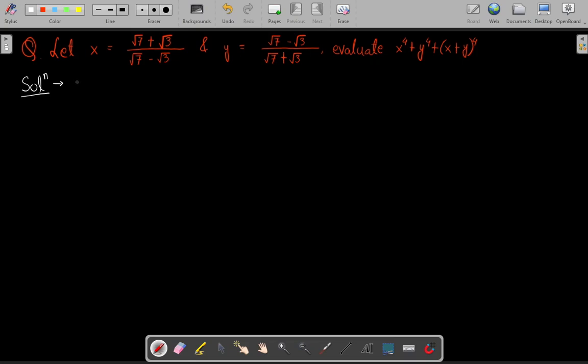Okay, so first, let us try to simplify this value of x. It is given to be (root 7 plus root 3) upon (root 7 minus root 3). First let's rationalize this. We multiply both numerator and denominator by the conjugate of the denominator. Root 7 minus root 3 is in the denominator, so we multiply with root 7 plus root 3 in the numerator and denominator.